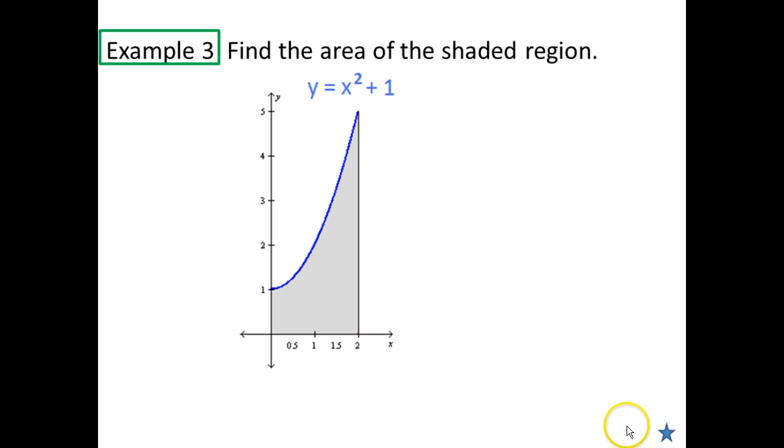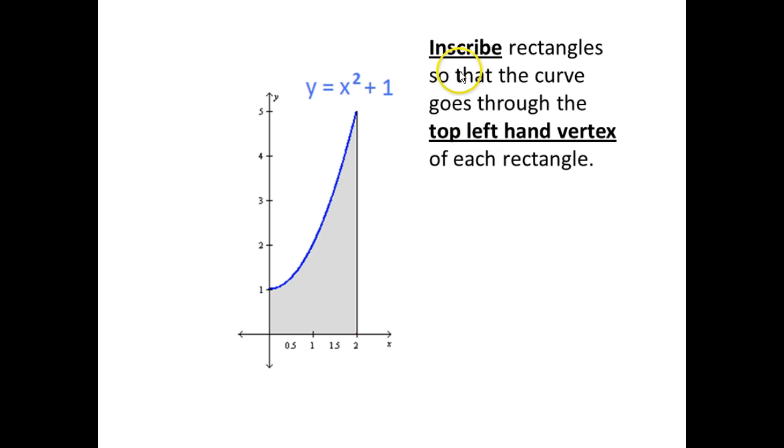Example 3. Find the area of the shaded region. So this is the shaded region. The top of the shaded region is the curve y equals x squared plus 1. So the first thing we're going to do is inscribe rectangles so that the curve goes through the top left-hand vertex of each rectangle. So here's the first rectangle. The base is at 0.5, and it touches the curve at the left-hand corner.